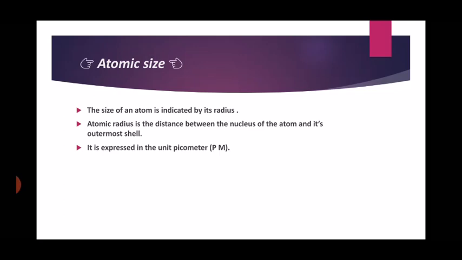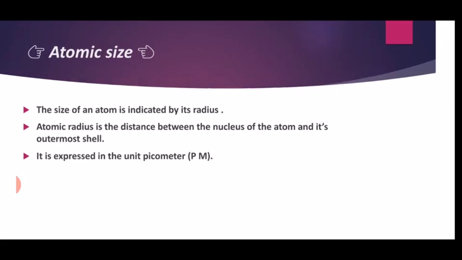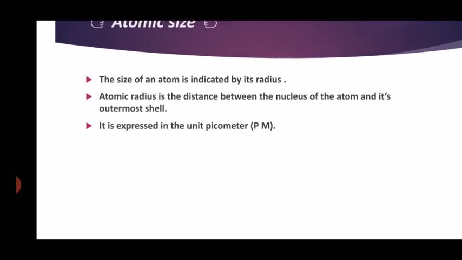Now come to the next topic, what is that? Atomic size. In atomic size, the size of an atom is indicated by its radius. So what is the atomic radius? Atomic radius is defined as the distance between the nucleus of the atom and its outermost shell. It is expressed in what unit? That is a picometer. How do we measure distance?